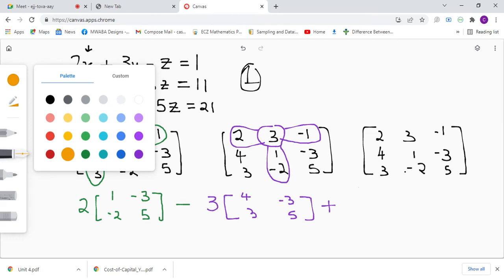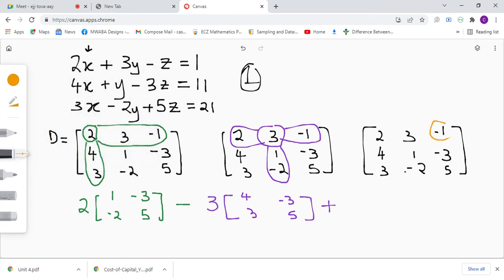Then we go to our next matrix. We encircle the -1. So basically, we're just encircling the top row values. As you can see, we've encircled 2, 3, and -1, right? So these values will appear outside. So we'll have -1, right? Then in the matrix, we're going to have 4, 3, 1, and -2.